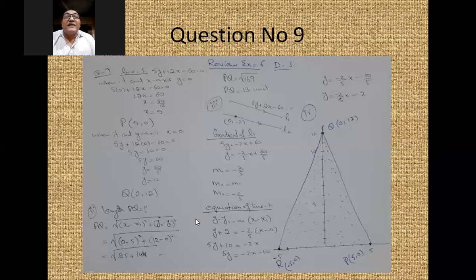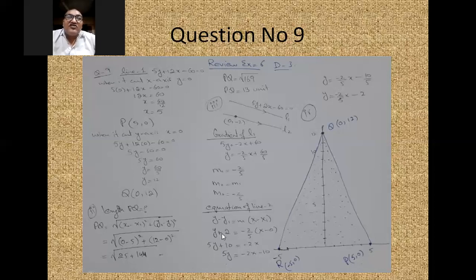The formula is y minus y1 equals to m bracket x minus x1. So I will substitute these coordinates. In the place of x1, I will put 0. In the place of y1, I will put minus 2. And in the place of m, I will put minus 12 by 5. So here you can see we substituted those values.